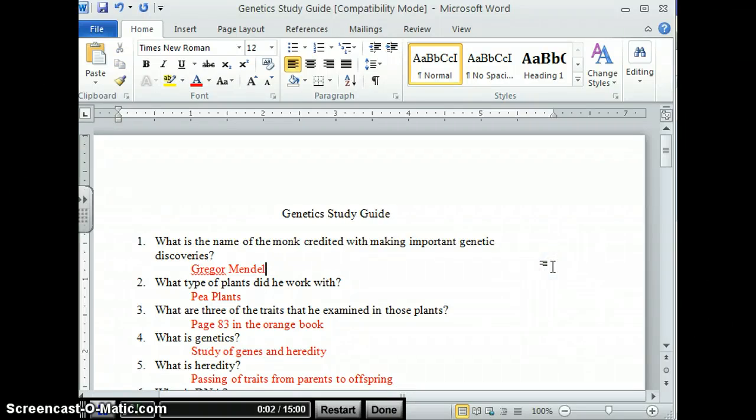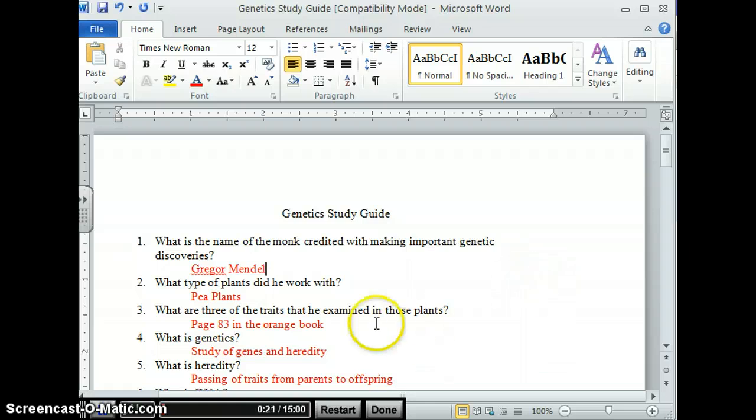Alright, so let's spend a minute and go through the genetic study guide to make sure you have the correct answers and you understand what's going to be on the test. For the first question, the question states, what's the name of the monk credited with making important genetic discoveries? Well, that was Gregor Mendel. And for question 2, he studied pea plants.